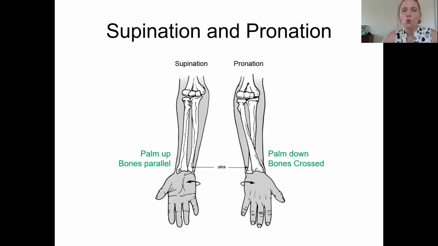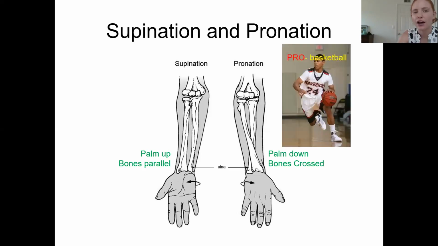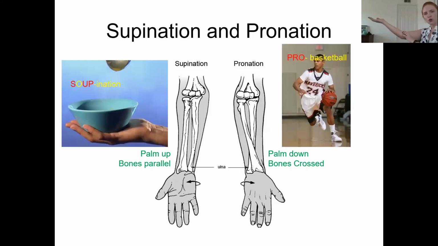Okay, so when the arm is like this, with the palm up and the two bones are parallel, that is supination. When it's rotated like this, so that the radius and the ulna are crossing each other like that, that's pronation. So rotating towards palm up, supination. Rotating towards palm down, pronation.